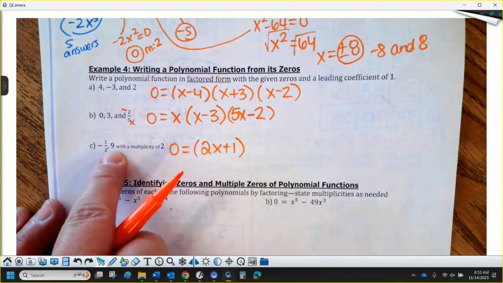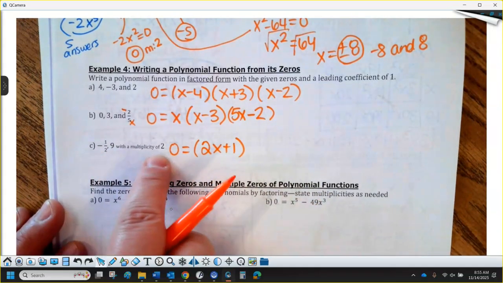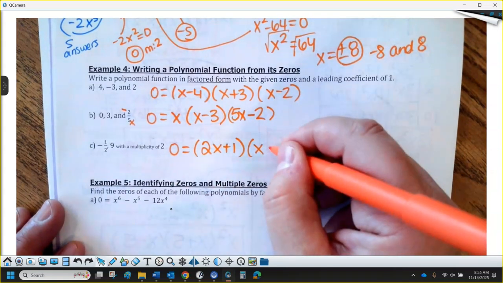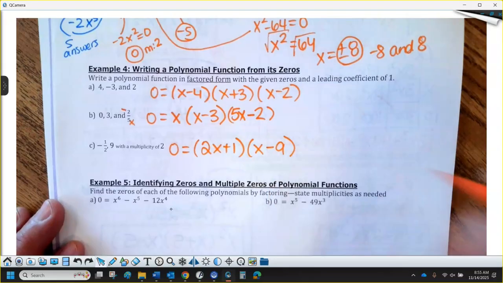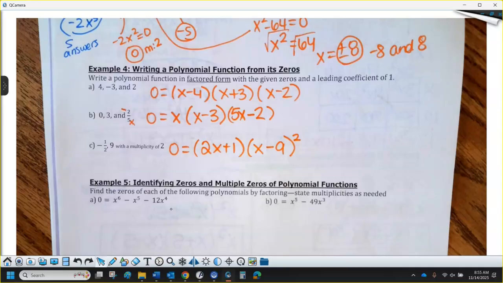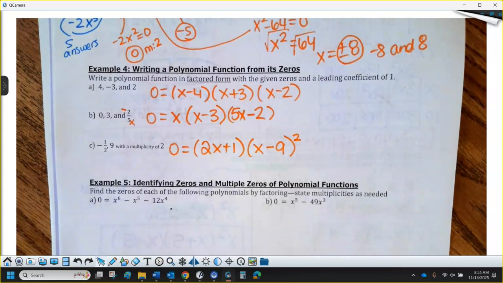All right, now this says 9, but then it says with a multiplicity of 2. All you have to do for that, if I gave you 9, hopefully you'd tell me x minus 9. If it tells you the multiplicity, just put that number as an exponent on that little set of parentheses. That's all you have to do. So if it gives you multiplicity, just put that as an exponent. If it doesn't give you multiplicity, just put a normal little set of parentheses. That's it.